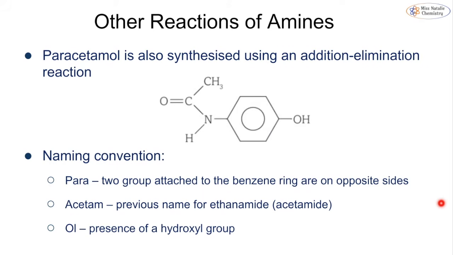Paracetamol is a molecule that can be synthesized using an addition-elimination reaction, and it is actually an amide. And we name it because we have para, which means we have the two groups on the benzene ring being on opposite sides of each other. Acetam is the previous name for ethanamide, and the "ol" tells us that we have a hydroxyl group. So we have this hydroxyl group. So we have paracetamol. Again, we don't need to go into too much detail about that, but just to be aware that we can make that.